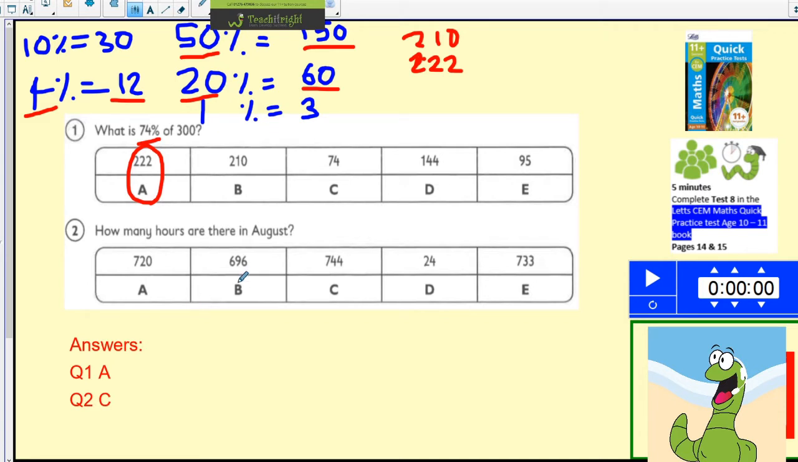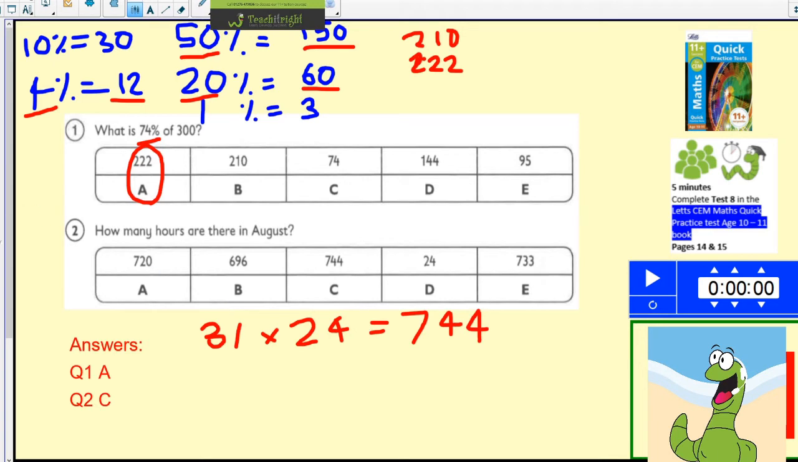How many hours are there in August? Very similar question. So again, go back to my rhyme. 30 days have September. All the rest have 31, which means there's 31 days in August. So it's going to be 31 times the number of hours in a day. And we know there are 24 hours. So the maths is 31 times 24. And 31 times 24 is 744.